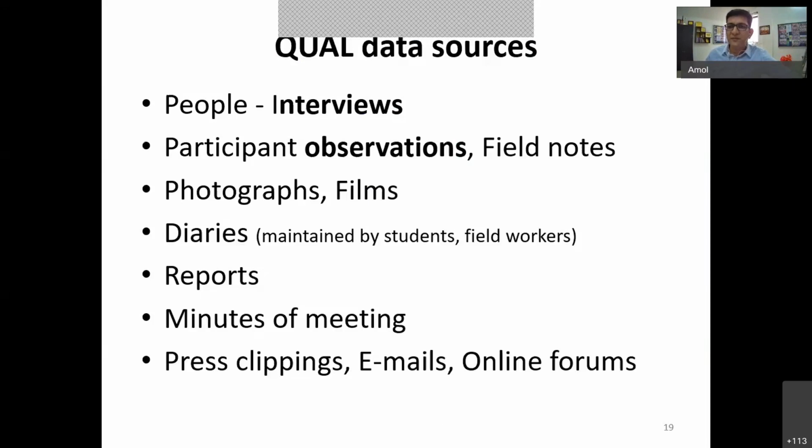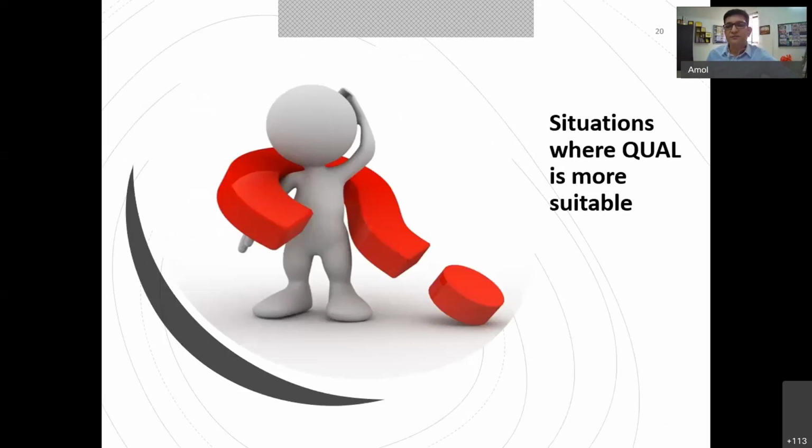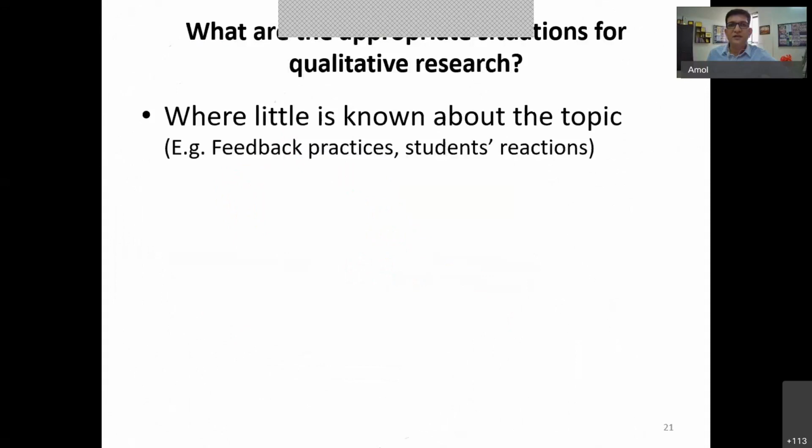And a lot of research is happening using this data for addressing some research question. But still, people are very fond of asking the question: what are the situations where qualitative research is more appropriate? And there is no perfect answer to this question. You can use qualitative methods wherever you think it's appropriate or you need it. But to answer this question, I will put it from the literature that when little is known about the topic, you can start with qualitative research.